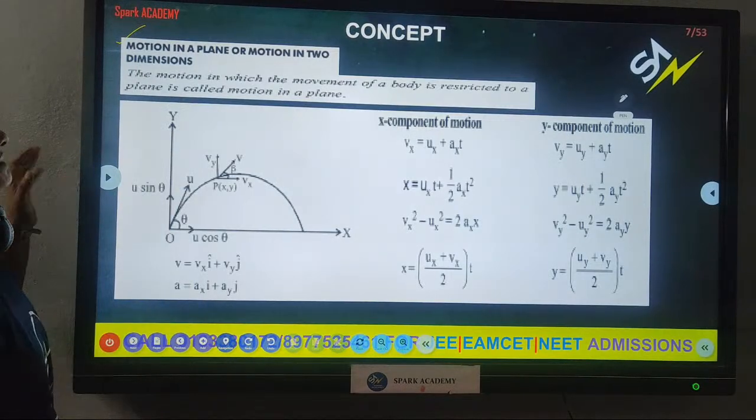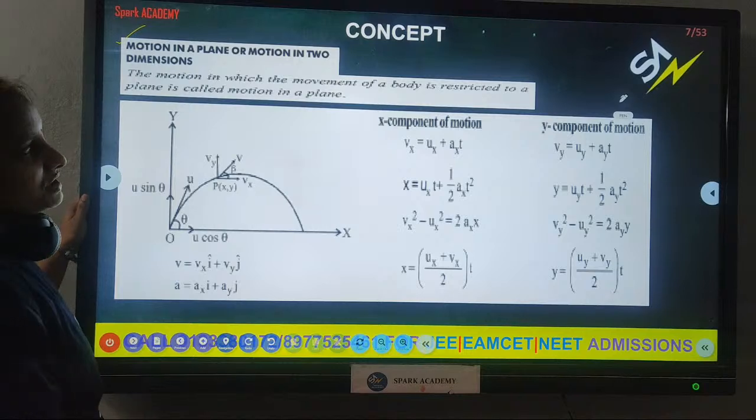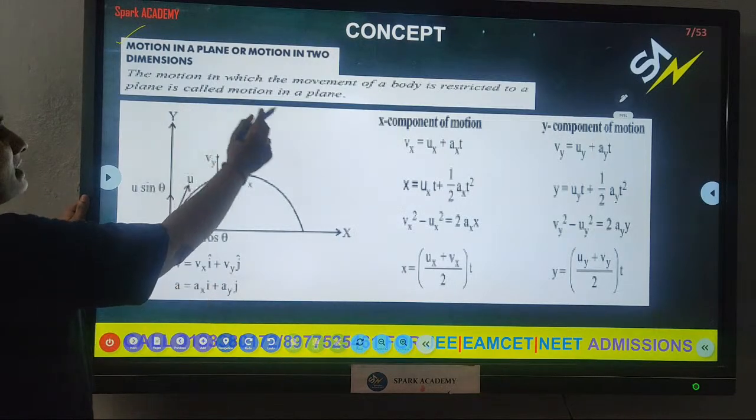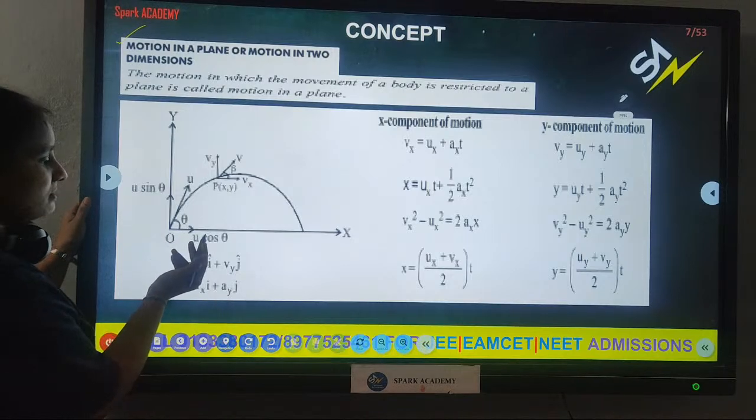Our concept is: what is motion in a plane, or motion in two dimensions? Motion in which the movement of a body is restricted to a plane is called motion in a plane. Let us observe the diagram here.